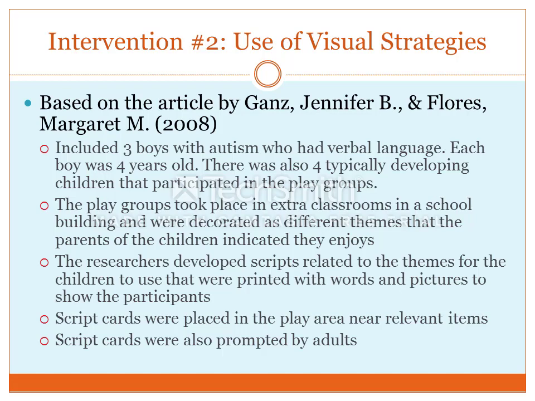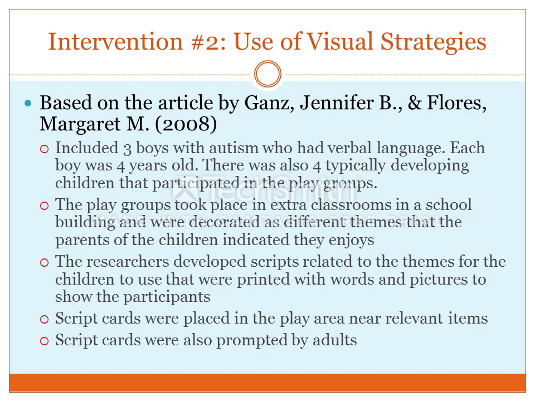In this study by Gans and Flores, there were 3 boys with autism who all had verbal language. Each boy was 4 years old, and they participated in play groups. They intended to have more individuals with autism participate in the study, but they had difficulty finding individuals that could participate in the length of the study and the time frame that they were looking at.